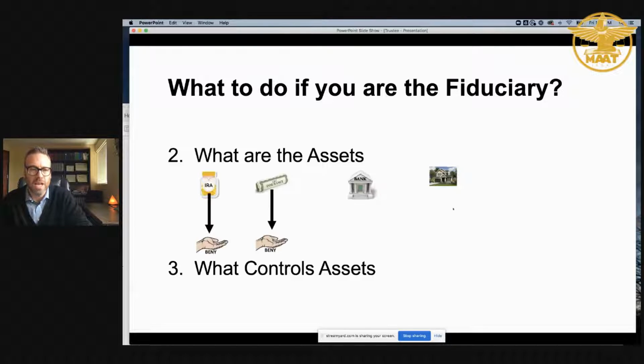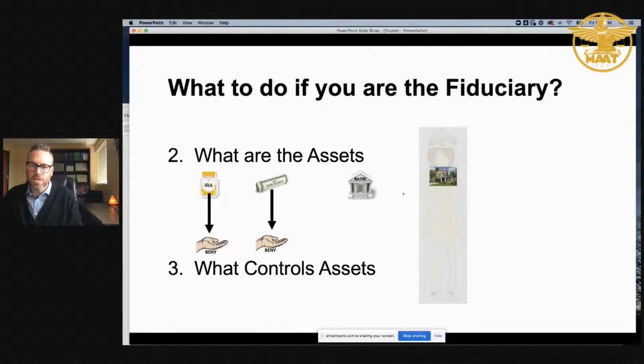What controls the assets? In a retirement account, like a 401k or an IRA, it's common that you name a beneficiary that transfers those contracts. So if there is a person listed as a beneficiary, then that's going to be controlling. Now, if there's no beneficiary listed, then that goes back into the person's estate.